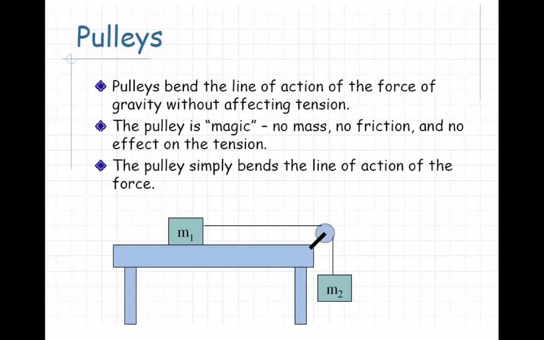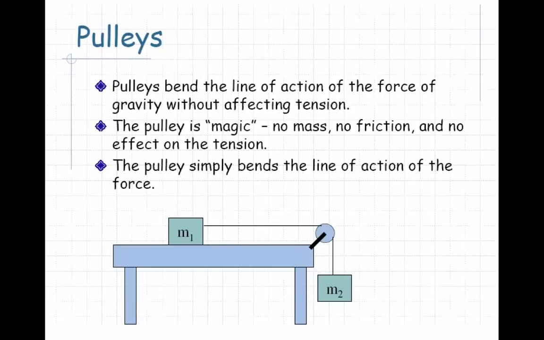In this case, we have two objects connected by a string. It's just that one of them is now hanging off the table. They're not both on the table, and there's a pulley. Pulleys we're going to treat as sort of magical. They don't have mass, there's no friction, they don't affect the tension. It's just going to bend the line of action.